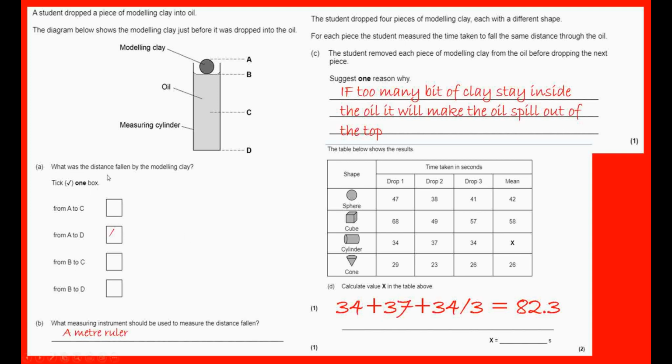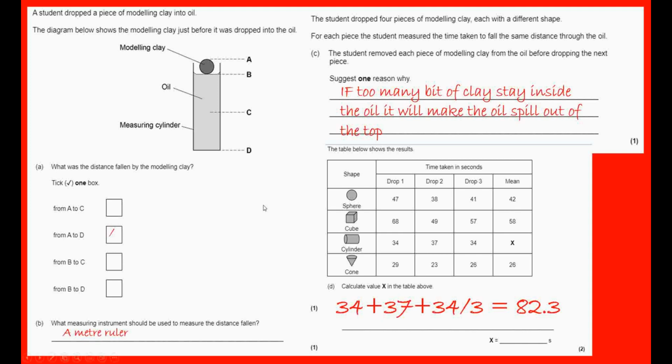So we've got this first one. We need to say, what is the distance fallen by the modelling clay? The ticked answer is A to D. Then we say, what is the measuring instrument used to measure the distance fallen? What piece of equipment? And we've got a metre ruler. Then we've got 4 different pieces of modelling clay, each with a different shape. Each piece is dropped by the student, and we see the time it takes to fall through the distance.